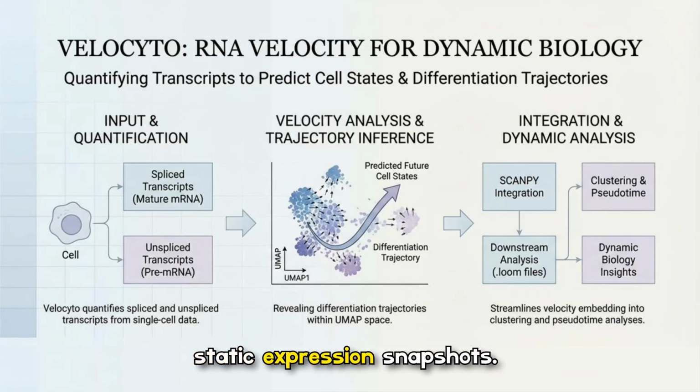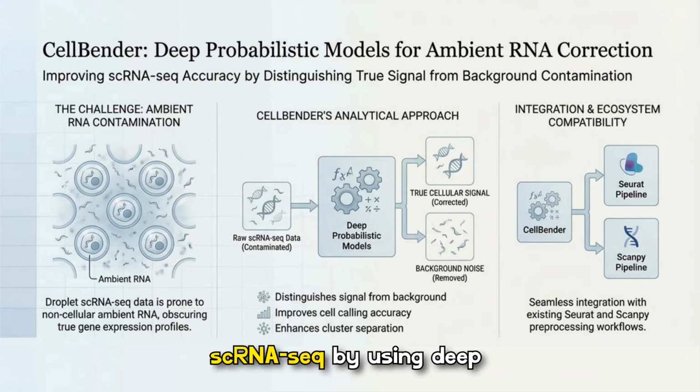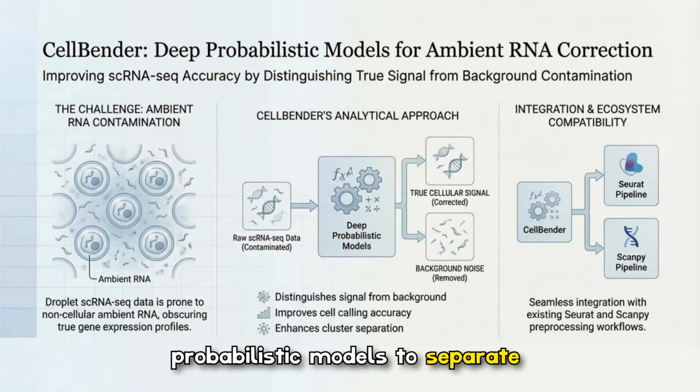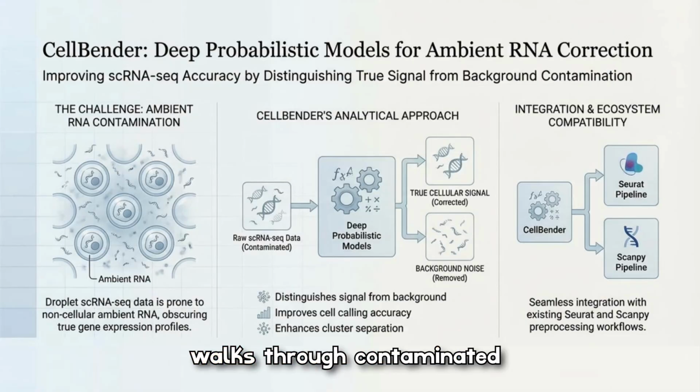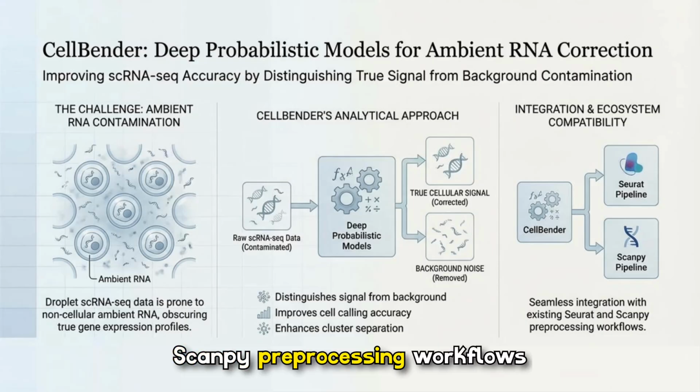CellBender addresses ambient RNA contamination in droplet scRNA-seq by using deep probabilistic models to separate true cellular signal from background noise. The diagram walks through contaminated raw data, model correction, and recovered cellular profiles. Applying CellBender improves cell calling accuracy, enhances cluster separation, and plugs directly into existing Seurat and Scanpy pre-processing workflows for seamless adoption.